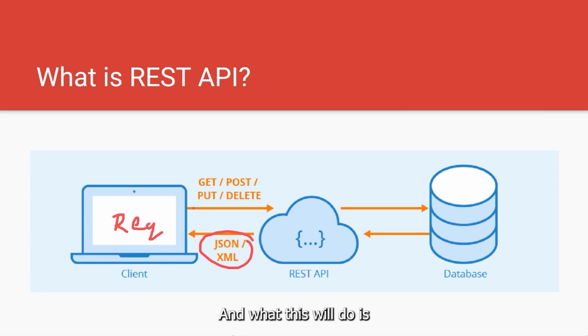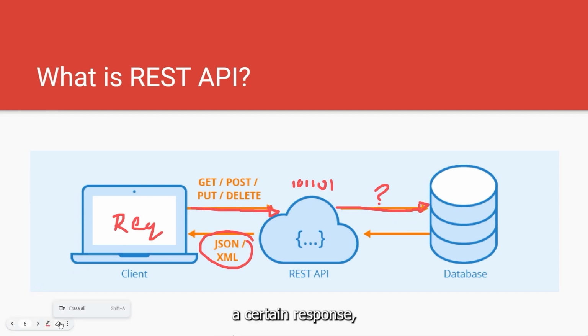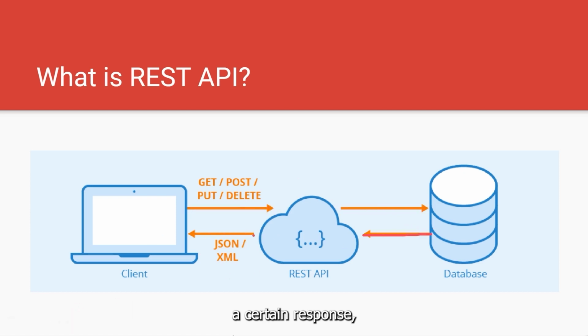And what this will do is it will send over to the REST API to do a certain kind of request to the database. It's kind of like our middleman between the database and our client. Essentially, this is going to translate it. Let's say it turns it into ones and zeros to give a certain request to our database. And what the database will do is it will return a certain response to the REST API, and it will translate it to our client.